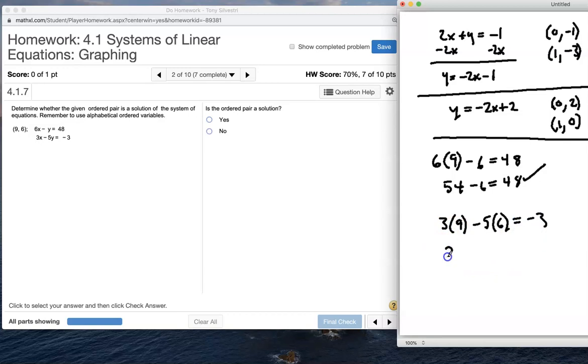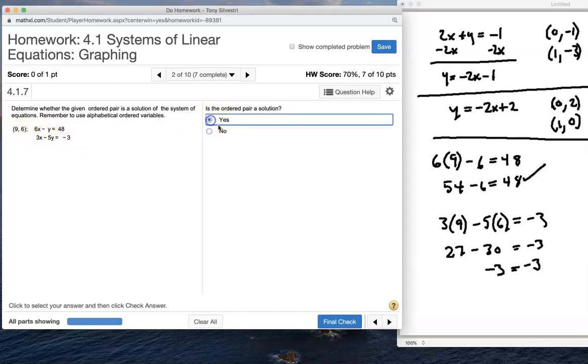3 times 9 is 27. You've got to do your multiplications first. Minus 5 times 6 is minus 30. Equals negative 3. Now notice that 3 times 9 is 27, and when I do this multiplication, it's with the sign, negative 30. And it looks like negative 3 equals negative 3. That point, when plugged into both equations, is a solution.